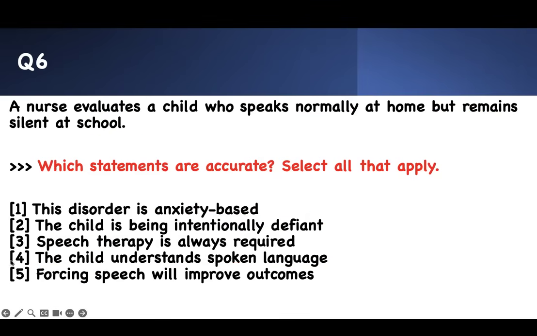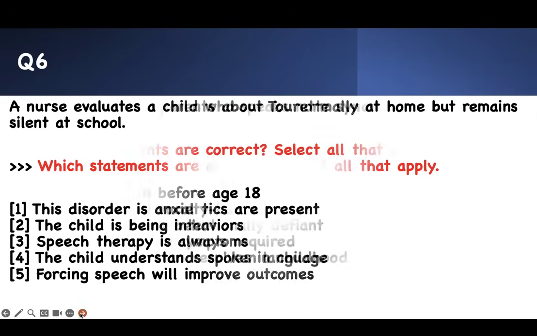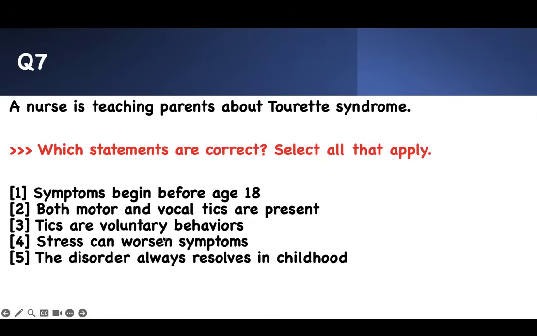This is a select-all-that-apply question on the NCLEX for psych, peds. A nurse is teaching parents about Tourette syndrome, a tic disorder. Which statements are correct? Select all that apply. Symptoms begin before the age of 18. Both motor and vocal tics should be present. Tics are voluntary behavior. Stress can worsen symptoms. The disorder always resolves in childhood.